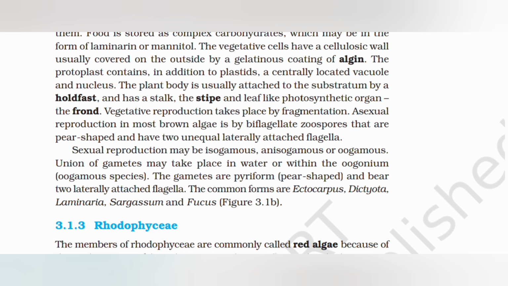Asexual reproduction in most brown algae is by biflagellate zoospores that are pear-shaped and have two unequal, laterally attached flagella. Sexual reproduction may be isogamous, anisogamous or oogamous. Union of gametes may take place in water or within the oogonium (in oogamous species). The gametes are pyriform (pear-shaped) and bear two laterally attached flagella. The common forms are Ectocarpus, Dictyota, Laminaria, Sargassum and Fucus. Figure 3.1b.